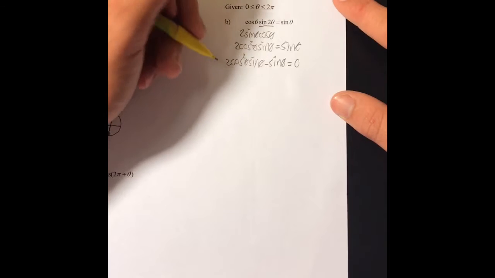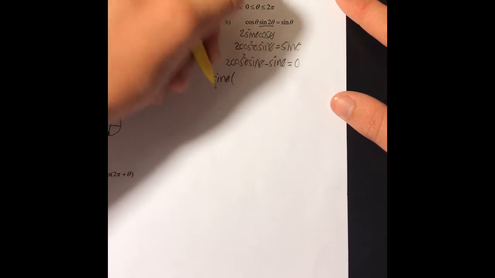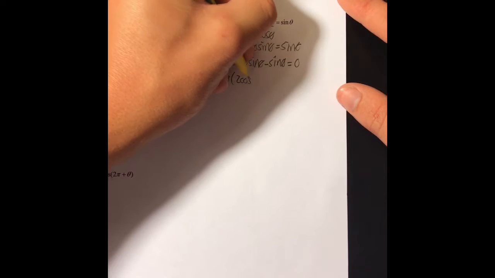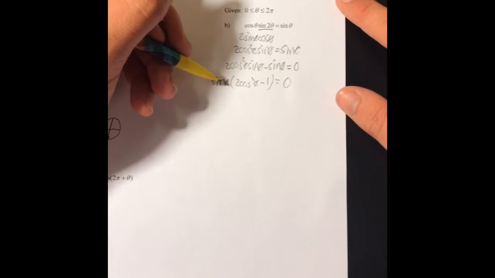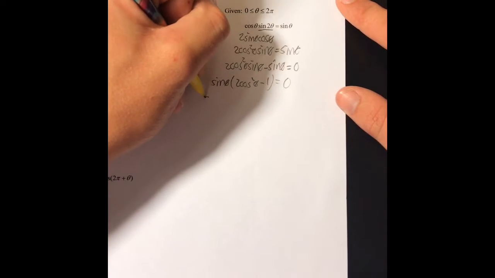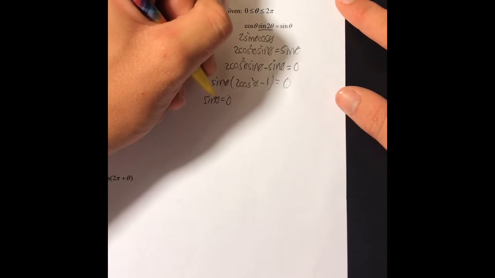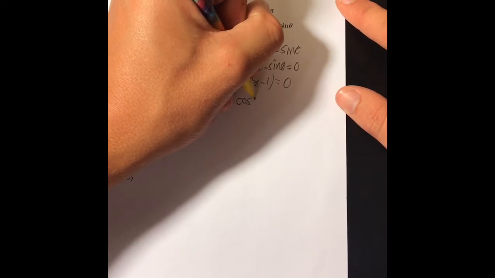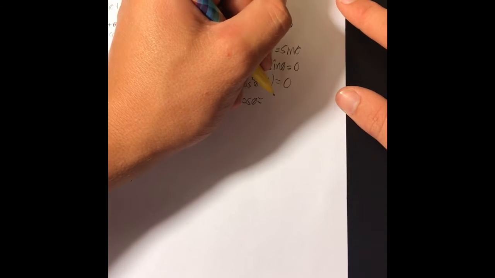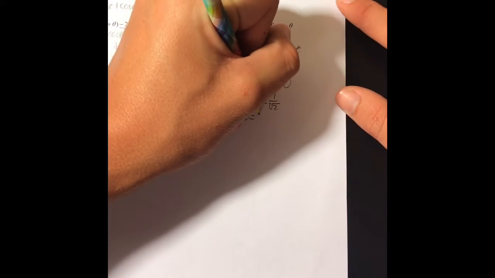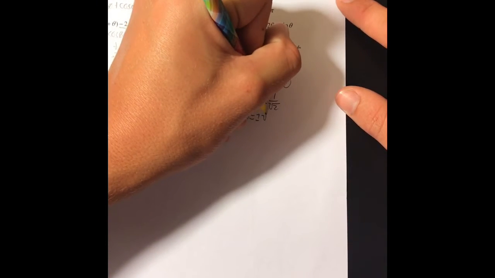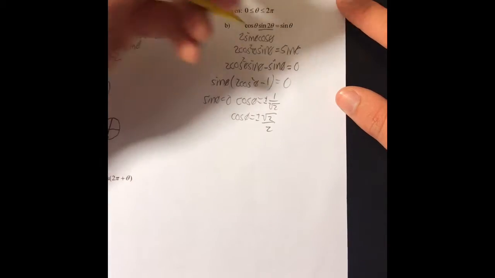Then from there, you're going to take out a sine to get sine times 2 cosine squared minus 1 equals 0. Then you're going to see that sine equals 0 and cosine is going to equal positive and negative 1 over square root 2. Now, 1 over square root 2 can be rewritten as positive or negative square root 2 over 2.